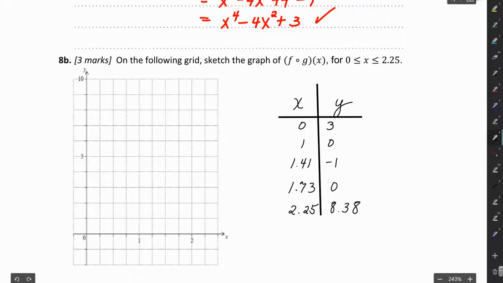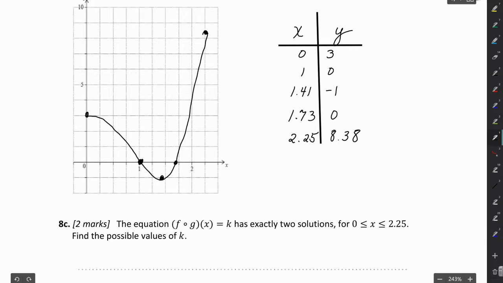All right, so I have all those values in my table. I'm going to plot all those values, sketch the graph. And now I have a beautiful graph ready to go for part C.